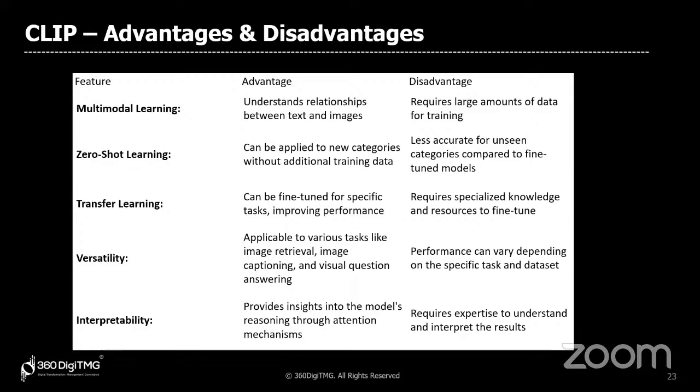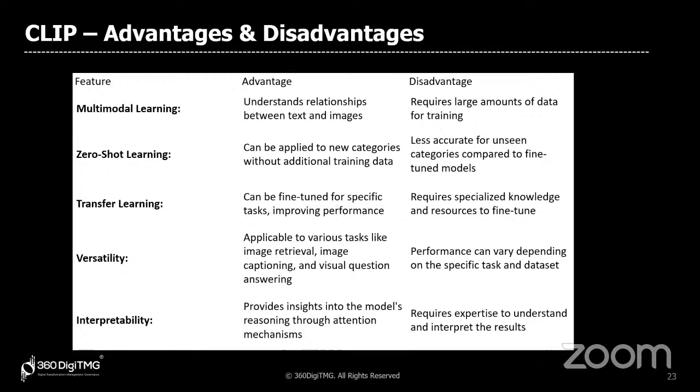Okay. Then there is versatility. It is applicable to various tasks like image retrieval, image captioning, and visual question answering. Okay, for all these purposes, it is good. Like for different purposes, we can use it according to our need. But what is the disadvantage then? The performance can vary depending on the specific task and the data set. Okay, how much we have trained on that part, that depends on the performance.